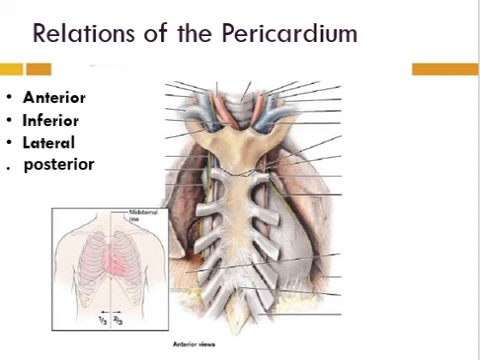Laterally on each side, it is related to the mediastinal pleura, mediastinal surface of the lung, phrenic nerve, and the pericardiophrenic vessels. Posteriorly, it is related to the principal bronchi, esophagus, and the nerve plexus around it, and the descending thoracic aorta.